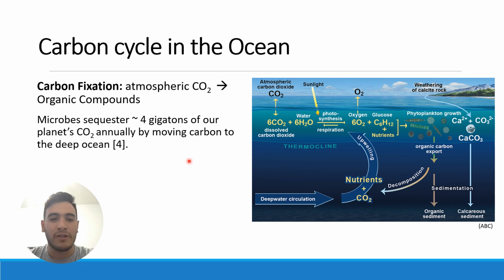Microbes sequester almost 4 gigatons of planet CO2 annually by moving carbon to the deep ocean. As you can see here, it can be from CO2 or even from glucose or other organic compounds.